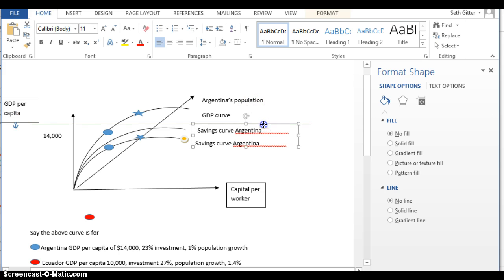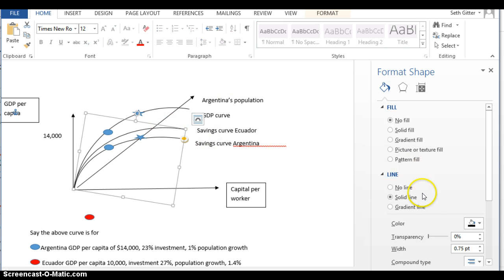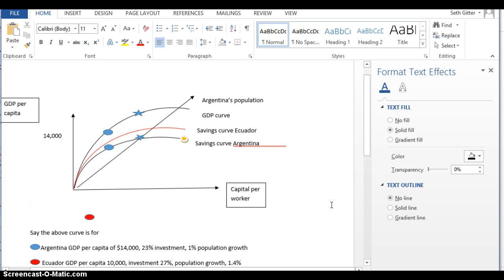But again, you can cut and paste the labels. So this is the savings curve for Ecuador. And then just so that we can tell it's for Ecuador, I'm going to click on the line and turn the line red. So we know that all red lines are for Ecuador and all black lines are for Argentina. So we can already see that the steady state for Ecuador, if we just look at investment rates, is going to be higher than Argentina.